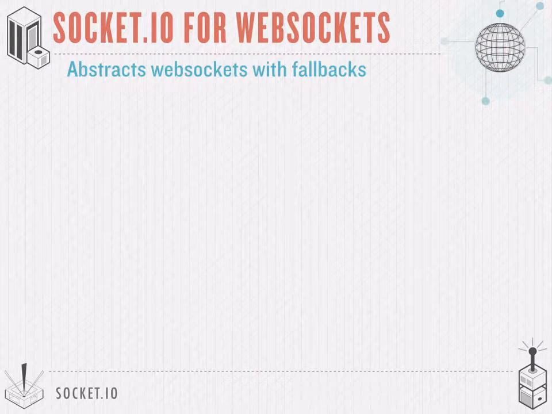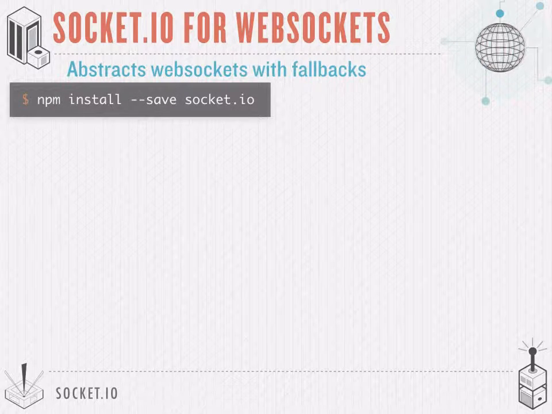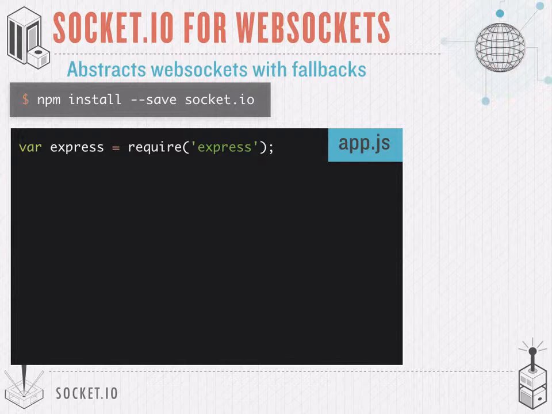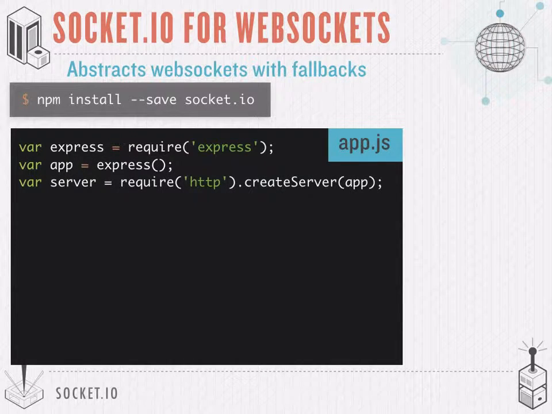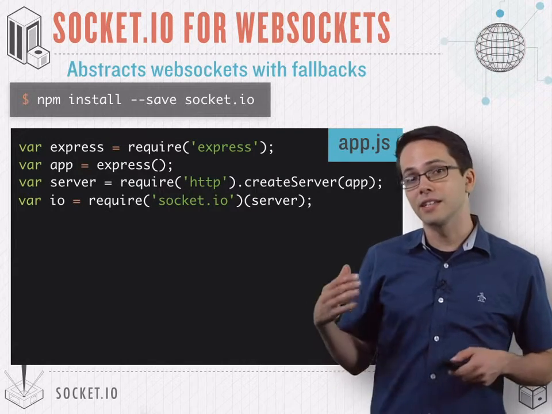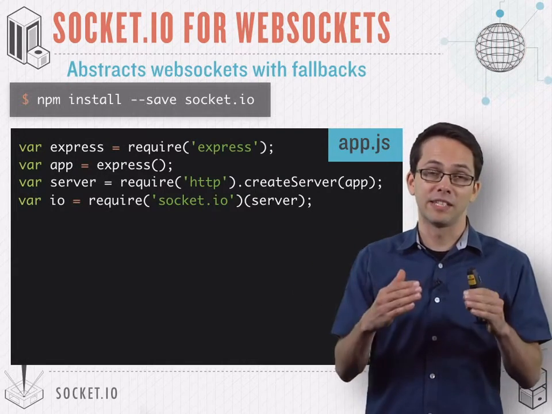Let's install Socket.io. We'll just do npm install socket.io --save, so it'll install it and also add it to our package.json. Then inside of our application, we'll require the Express module. We'll initialize an Express application. Then we'll create an HTTP server and have it dispatch requests to Express. Also, we'll require the Socket.io module and also allow it to use the HTTP server to listen for requests. So now Socket.io and Express are sharing the same HTTP server.